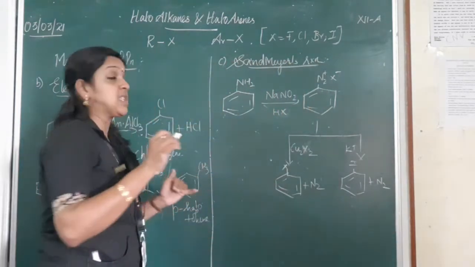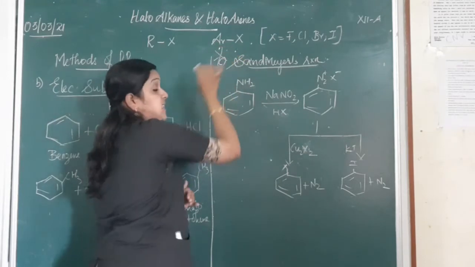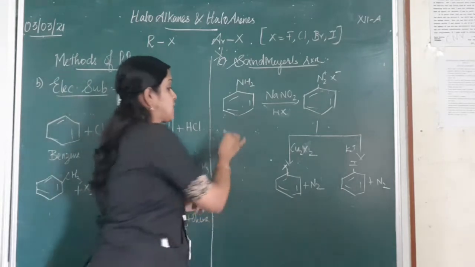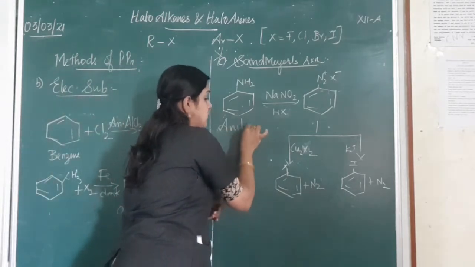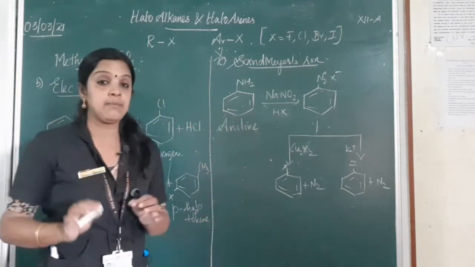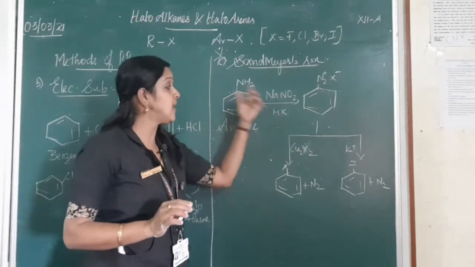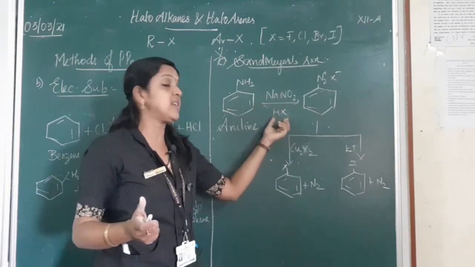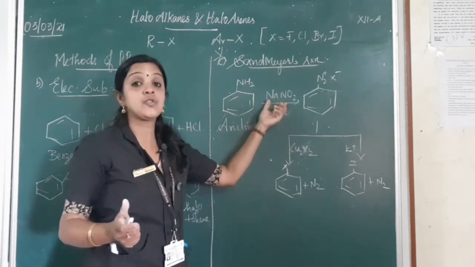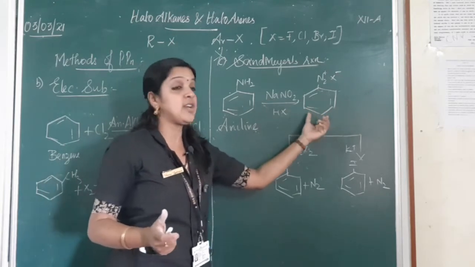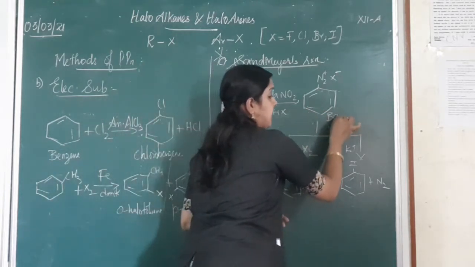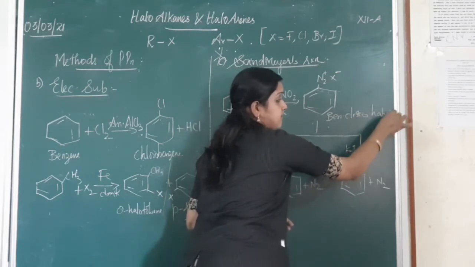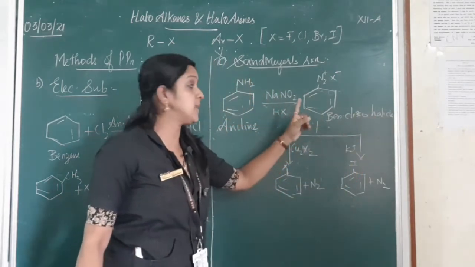The next reaction is a very important reaction as far as this lesson is concerned. It is the Sandmeyer reaction. In the Sandmeyer reaction, we take aniline, which is a primary aromatic amine. So this aniline, when it is treated with a mineral acid like HCl or HBr, so I am taking it as HX, in the presence of sodium nitrite, you get benzene diazonium halide. This is a very important intermediate.